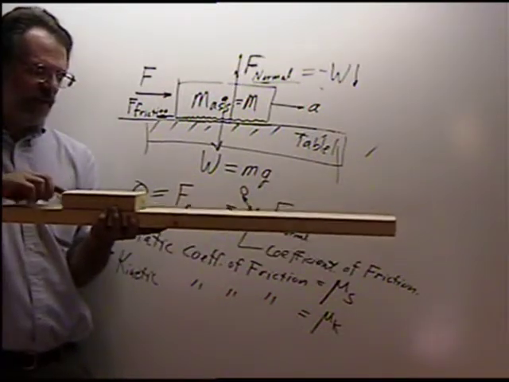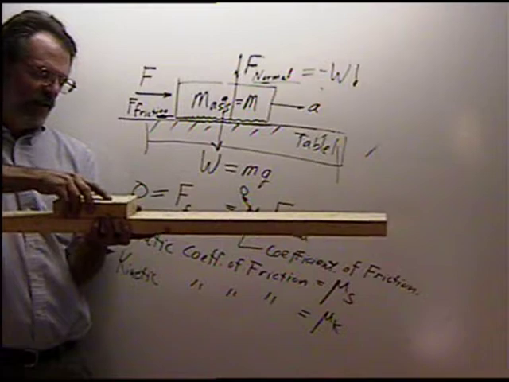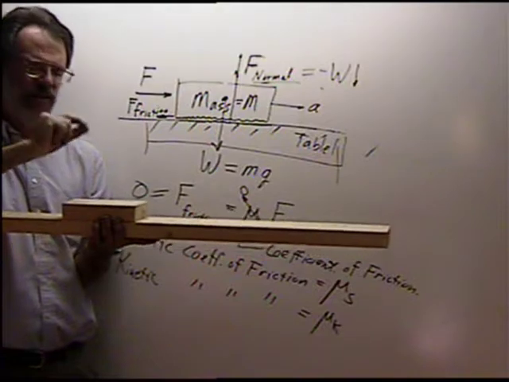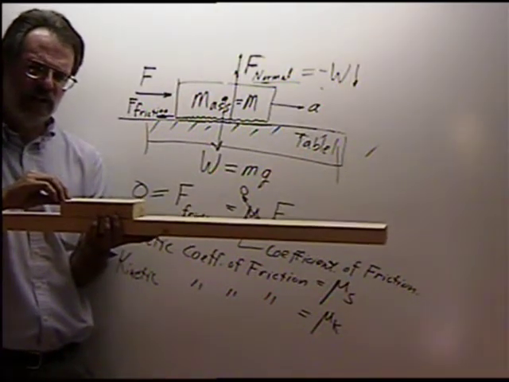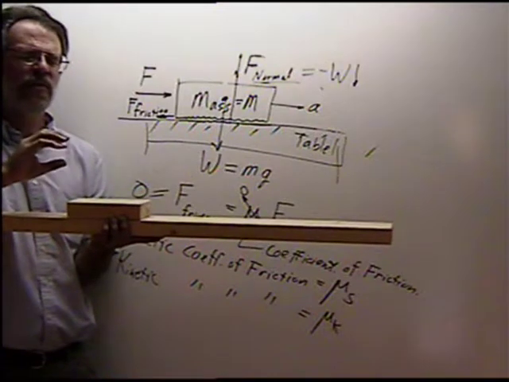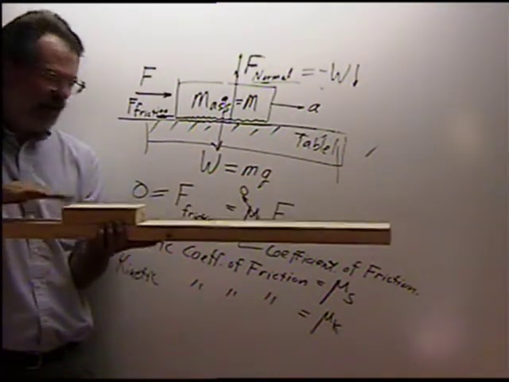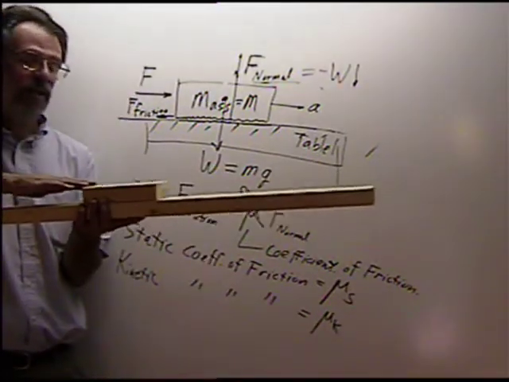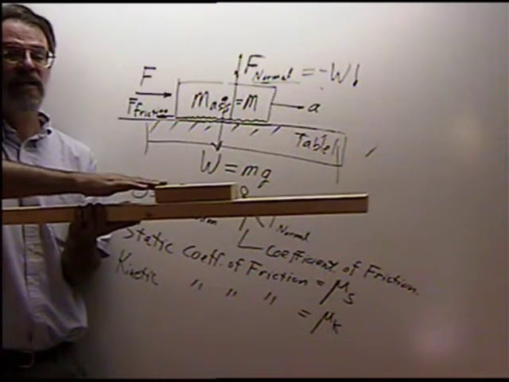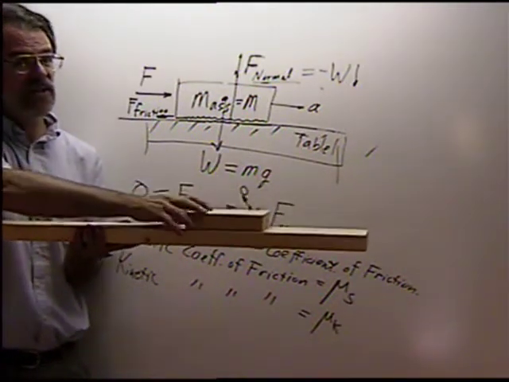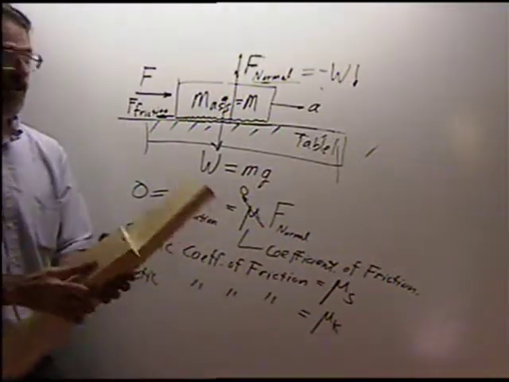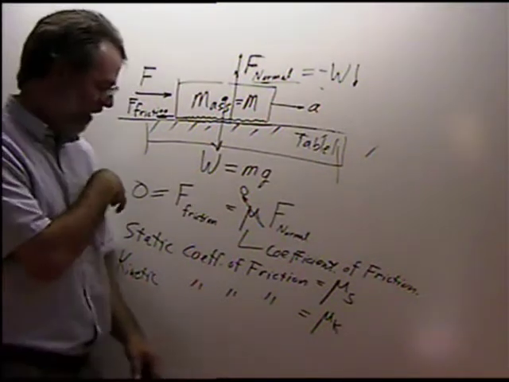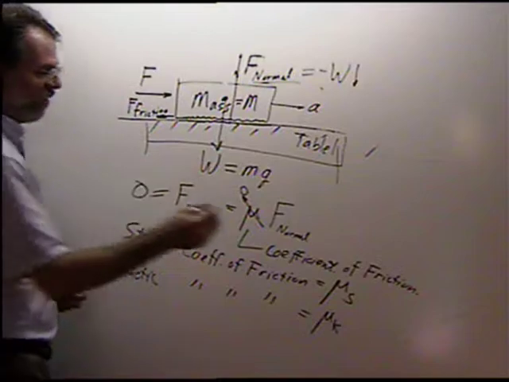If the object is not moving, these little jagged edges at the microscopic level in the surface hold each other, and I have to overcome that initial resistance of the surface. That's given by the static coefficient of friction. Once I overcome that, it becomes easier to push the object. I still have to overcome a little bit of friction, but it's not as much as if the block had stopped. So that's the difference between the static and the kinetic coefficient of friction.